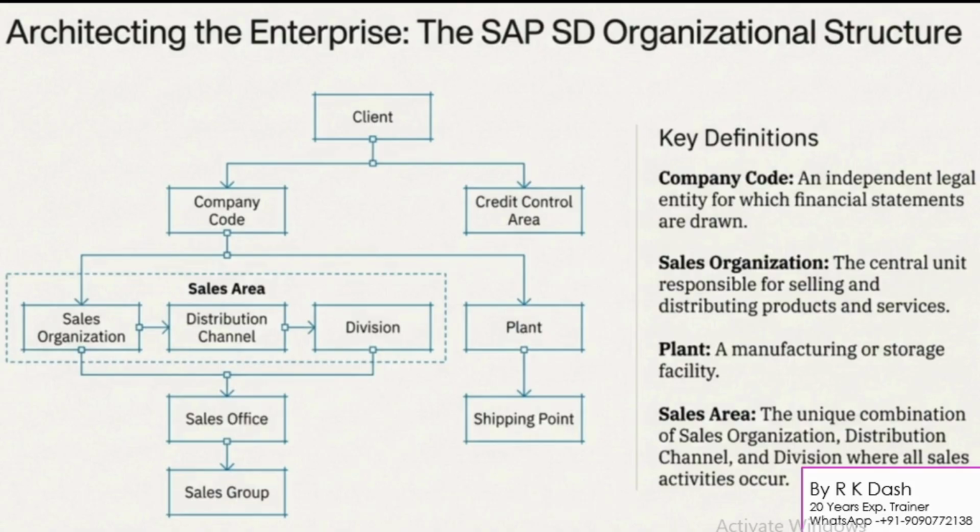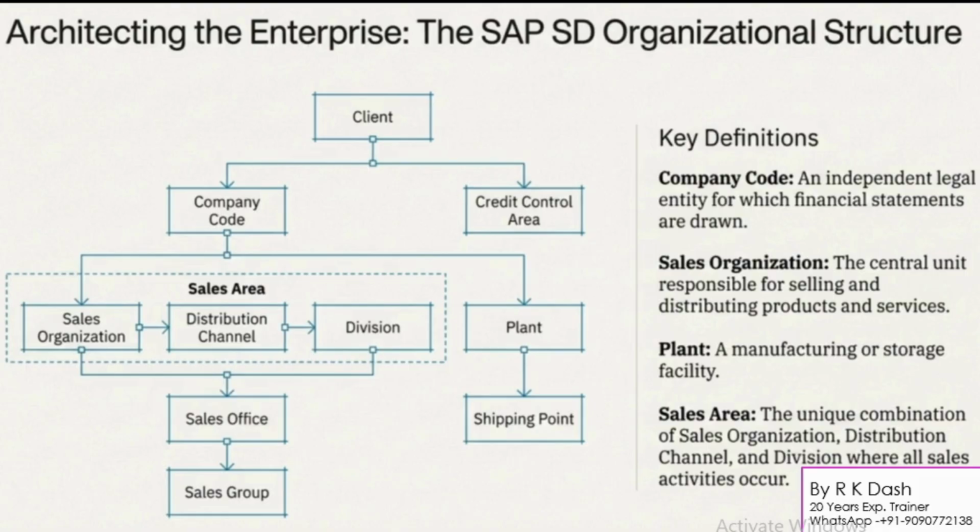First one is the client. Client would be at the top. Client means a group of companies. Next are the company codes, and the credit control area. If you are providing credit to the customer, that comes under the credit control area. So client means a group of company codes, nothing else. Let's say the Tata group of companies is the client, and TCS, Tata Steel, Tata Motors are the company codes. You can create them as per your customer's requirement.